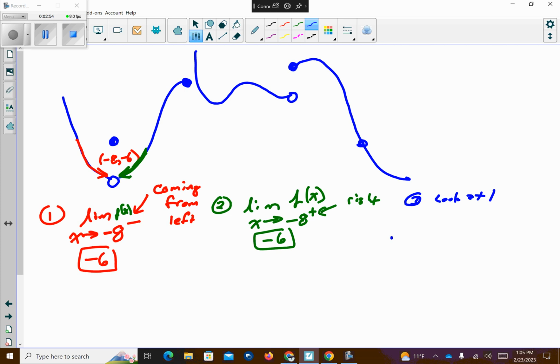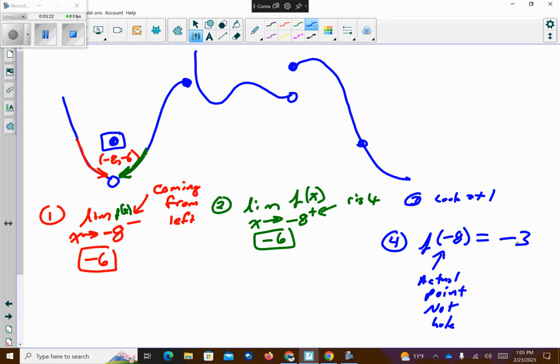And then problem number 4, where this one gets a little bit goofy, it says, I want to know what the function at -8 would be. Okay, when you see this, this becomes an actual point and not a hole. So the function at -8 has to happen right here, which it's going to be then -3. And that's where things get different.